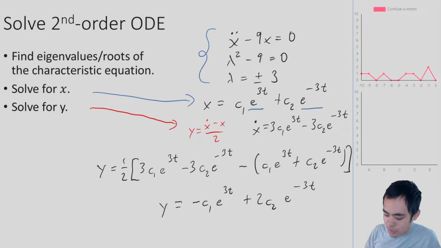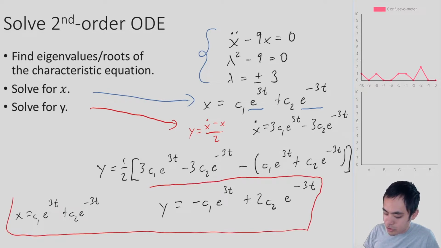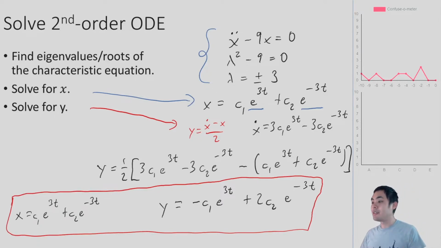And of course, we originally had x is equal to c1 e to the 3t plus c2 e to the minus 3t. So note that we now have a solution for both x and y. This is the general solution for both, and if we had initial conditions, then we could solve for both of them simultaneously. Note that you have to be a little more careful with your constants when you're working with multiple equations, because you can't just combine constants anymore.